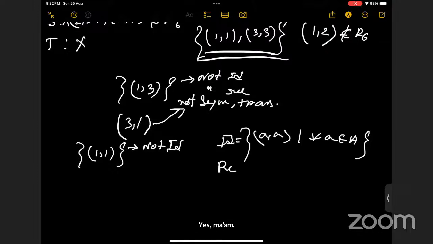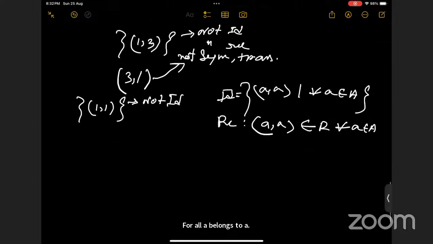Okay. For reflexive, (a,a) will be in R for all a belongs to A, and some other elements can be there. Yes. So can you check what is the difference?